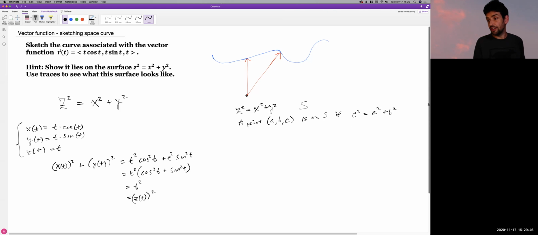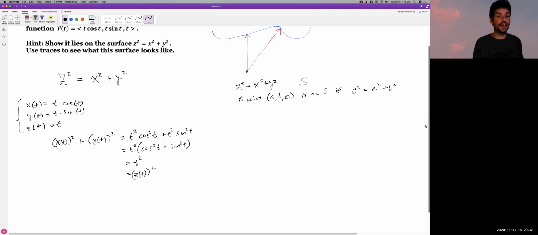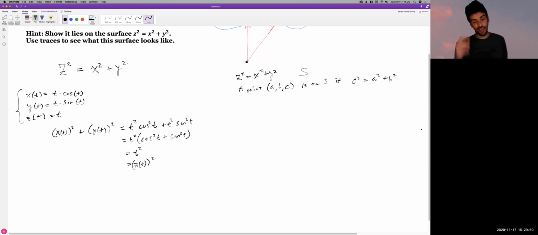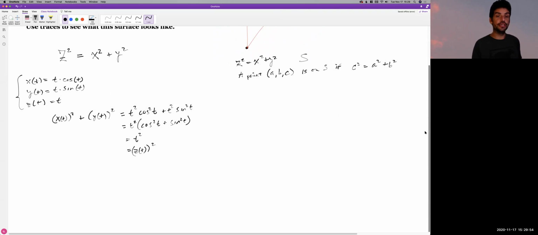Okay. All right, so now we know our curve lies on that surface. Let's try to think about what this surface looks like. The way we're going to do this is with something called traces. Traces are slices of our surface.